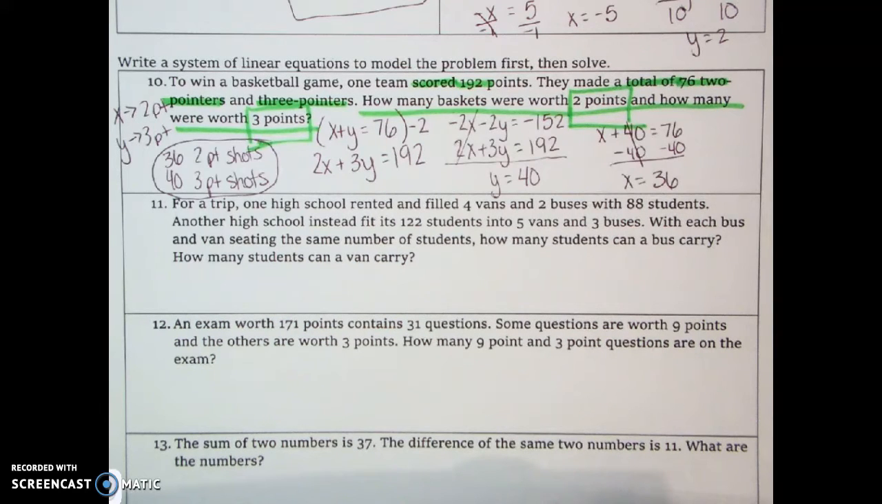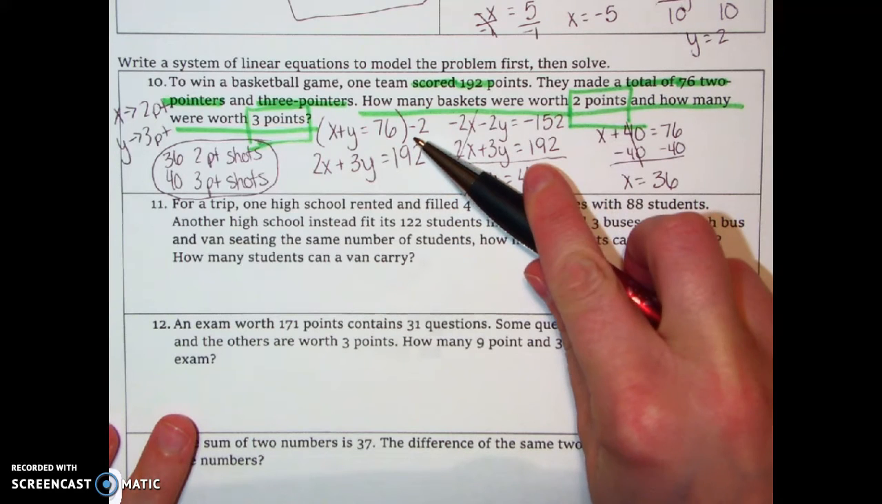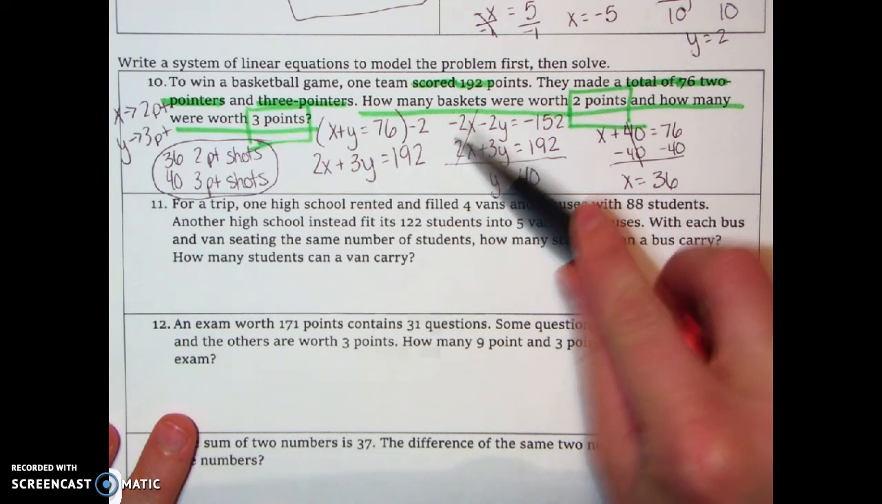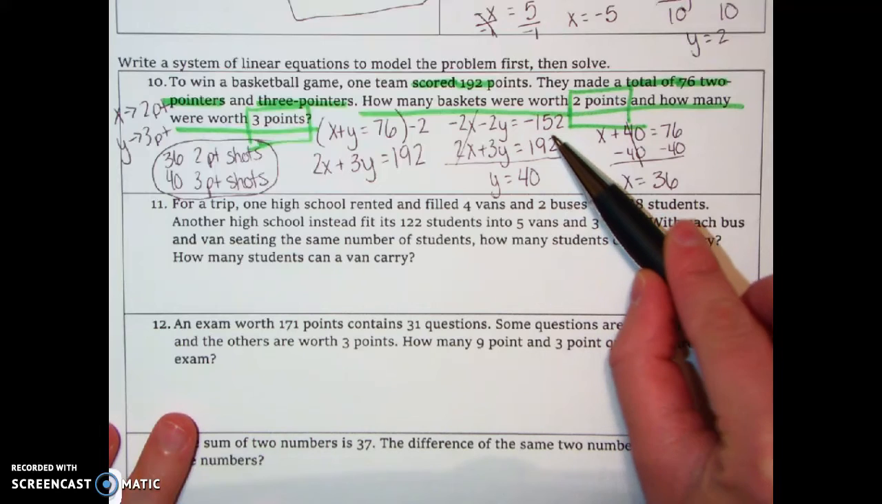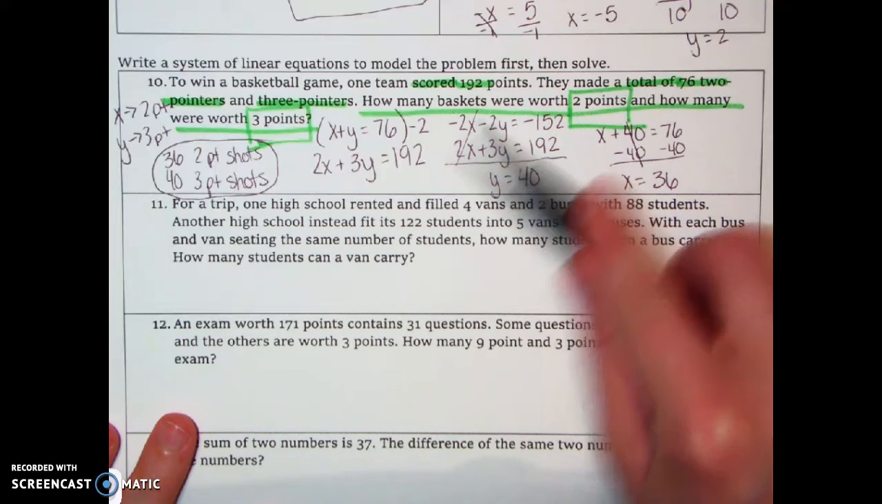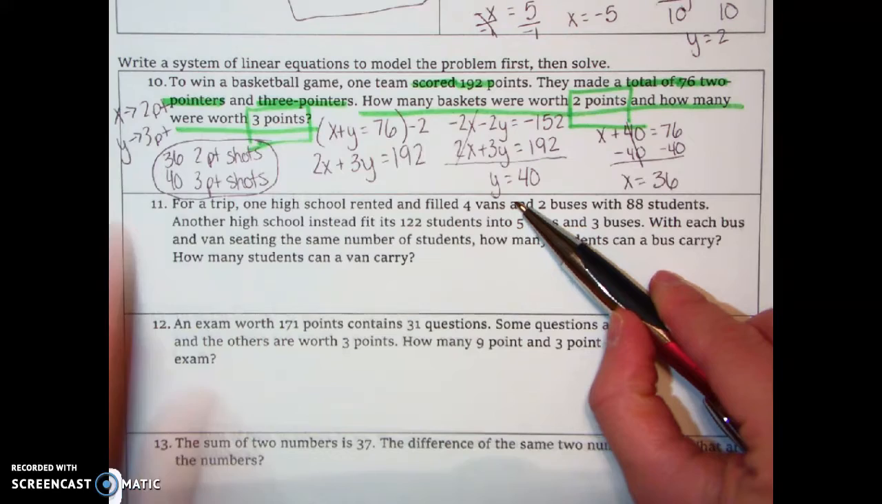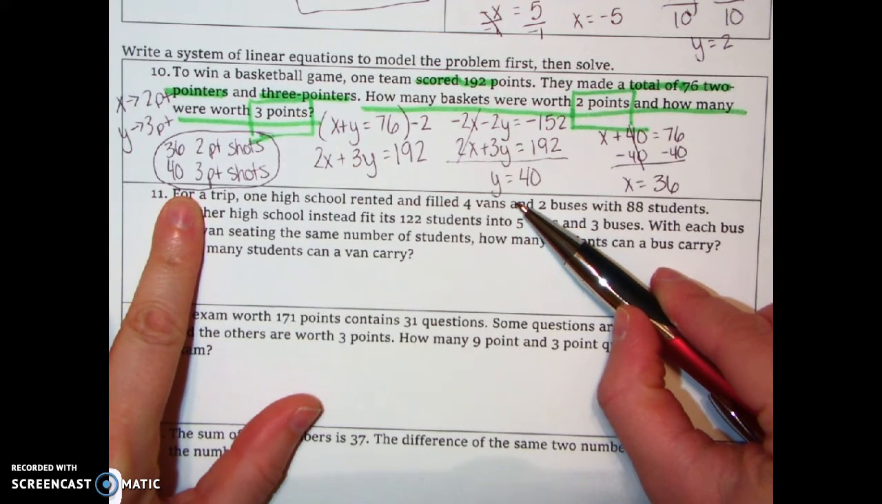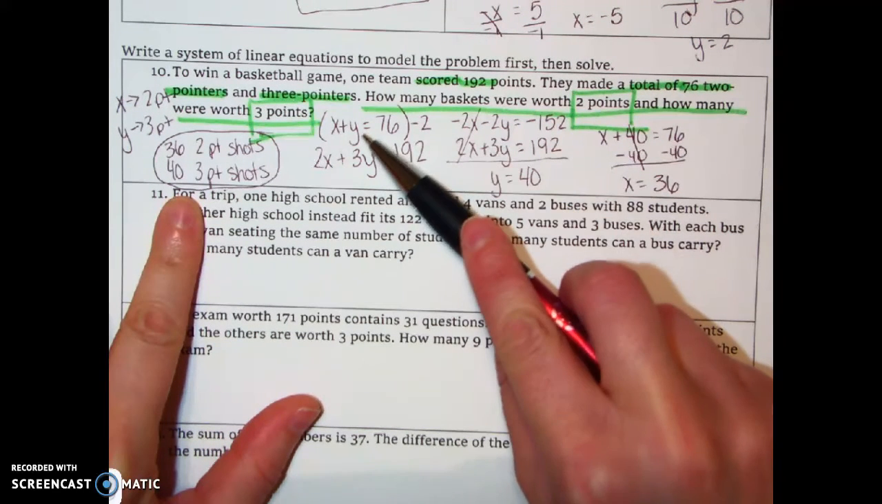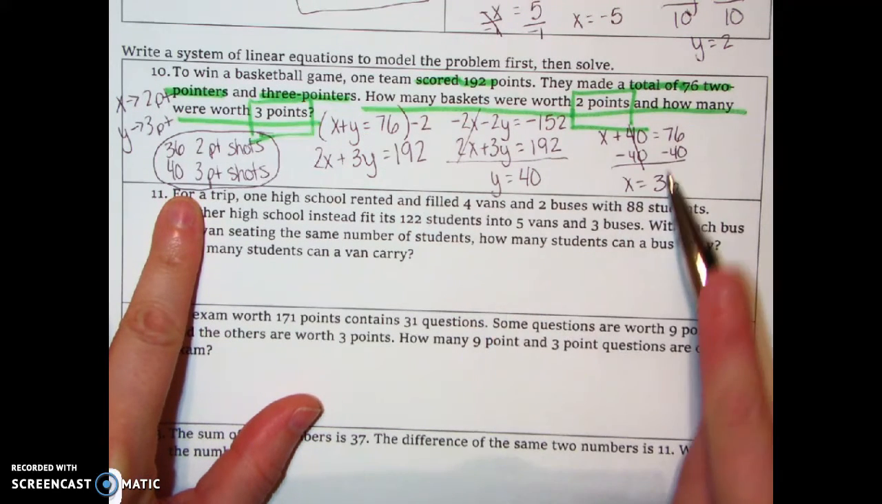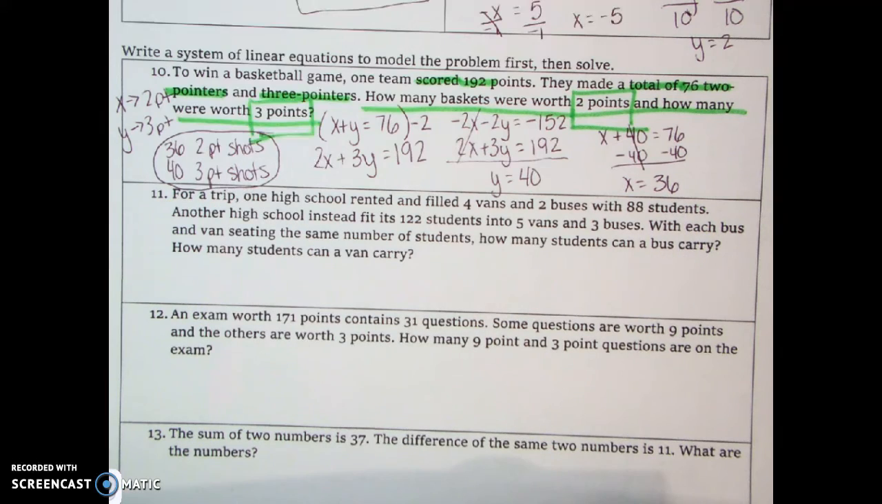Okay, so I decided to use elimination. So I multiply the top by -2, and then that gets me -2x minus 2y equals -152. The 2x's canceled out, and after I solved it, I got y equals 40. So that's where I got the 40 3-point shots. Then I put it into that original equation to get 36 for the x, and that's how I got 36 2-point shots.